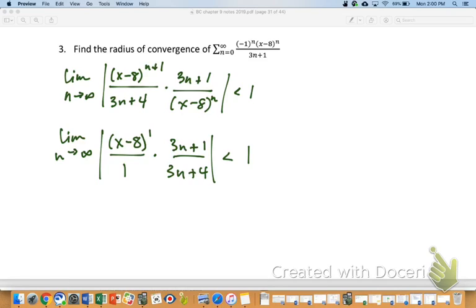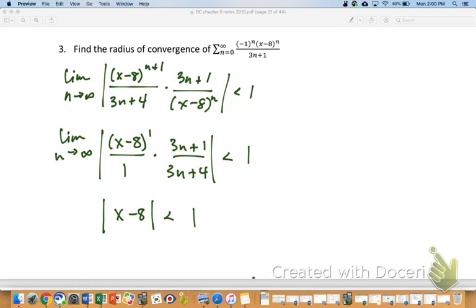So as you apply the limit as n heads towards infinity, what happens with that? Hey guys, listen please. What happens with the expression with the n's? It's 3 over 3, right? Use the pre-calc trick. So you end up with absolute value of x minus 8 is less than 1. So this is not 0 is less than 1, right?